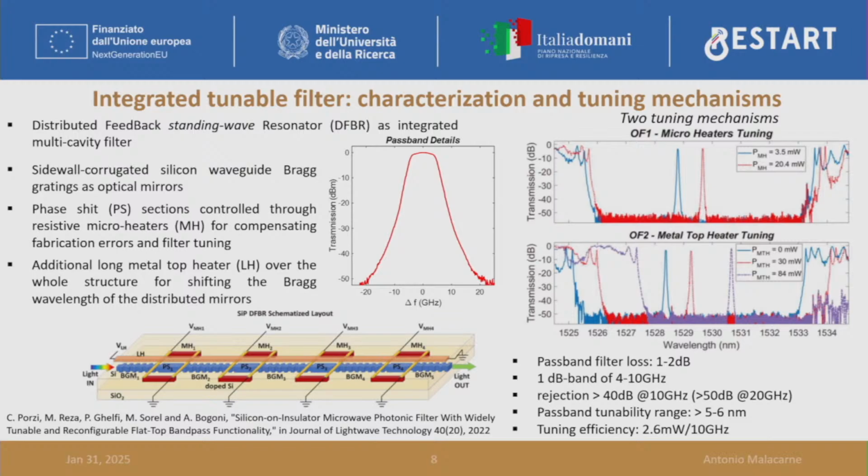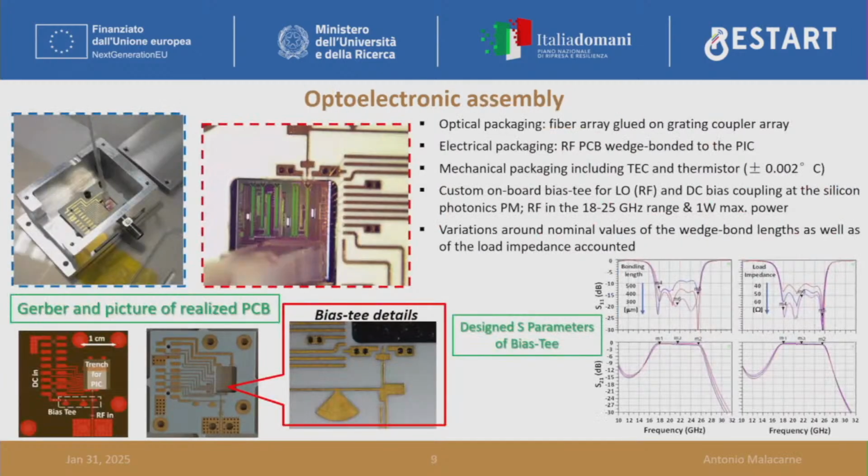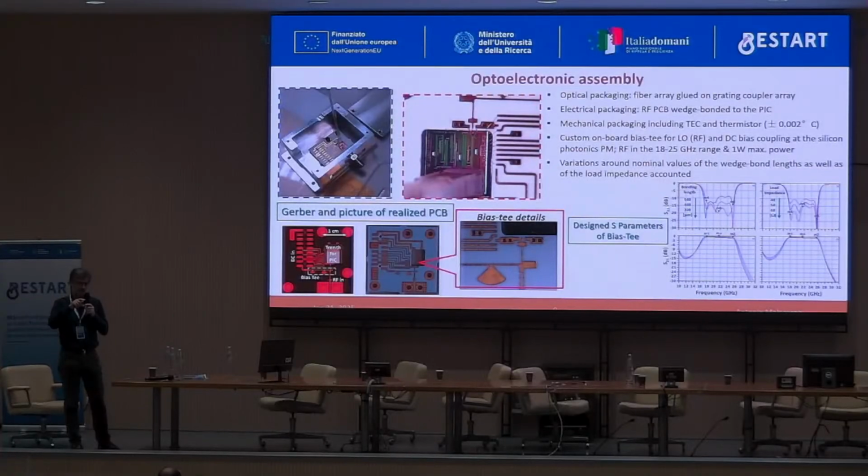Okay, so we made the optoelectronic assembly of this PIC. We designed our own PCB with a custom bias T for supporting high RF power, because to generate the comb we actually need a power comparable to 1 watt, even a little bit more. And we also analyzed what happens in case of a different length of the wire bonds and different load impedance on the PN junction to realize the phase modulator, to check the impact on the S parameters of the PCB.